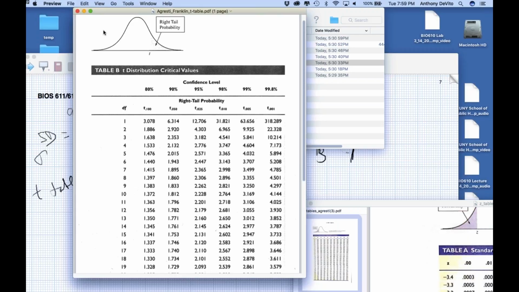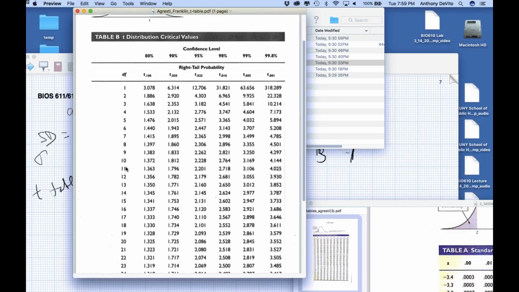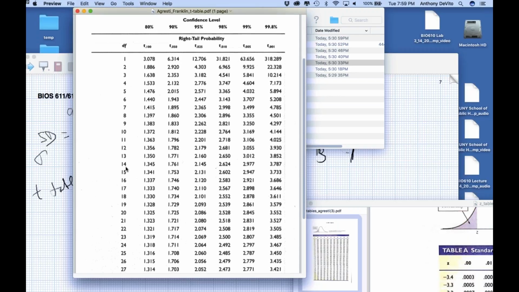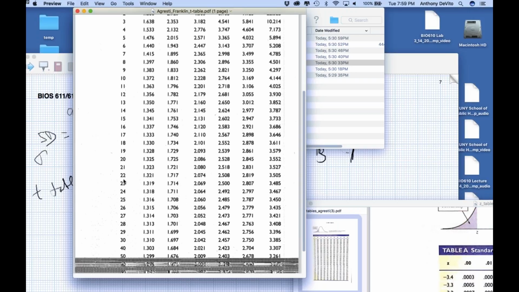In other words, 2.5% in that tail and 2.5% in the other tail. But you can see the column here represents a confidence interval of 95%. The degrees of freedom here represent the sample size minus 1. So with a sample size of 25, degrees of freedom is 24. If I go over to that middle column, I have a t-score of 2.064. Instead of using 1.96, I can use 2.064.